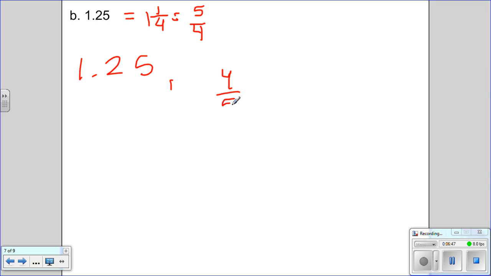Okay, so the additive inverse is -1.25. I forgot my negative sign. -1.25, you add them up to get 0, and the multiplicative inverse is 4/5. When you multiply 1.25 times 4/5, you should get 1, and that's how you can check your answer.